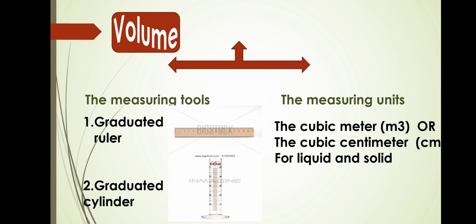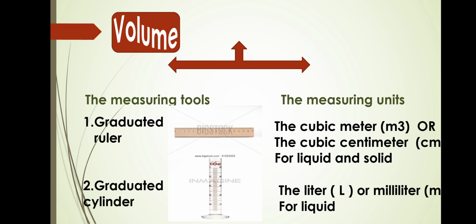Cubic meter or cubic centimeter for liquid and solid. So we have meter cube or centimeter cube for liquid and solid. Liter or milliliter for liquid. So the liquid has two units: centimeter cube, or liter and milliliter. And also you have to know that 1 liter equals 1000 milliliters and 1 liter equals 1000 centimeter cube.